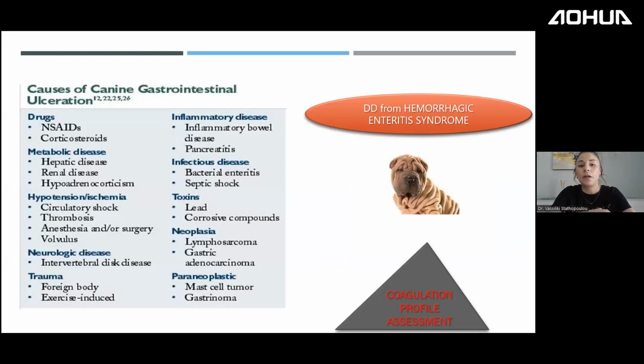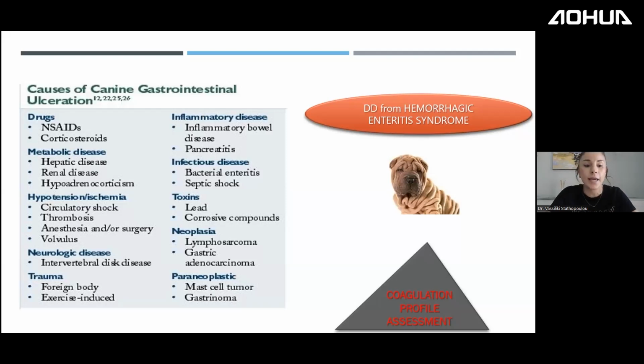What are the causes of canine gastrointestinal ulceration? We're not going to go in depth into these. Of course, drugs and metabolic diseases like Addison's disease. Please try to exclude Addison's, not only in a geriatric patient, but even in younger patients, because it's middle-aged and young adult patients that might exhibit Addison's. Have in mind the atypical form as well, because a lot of these patients are referred for endoscopy and they are just Addisonians, so they don't need to be scoped.